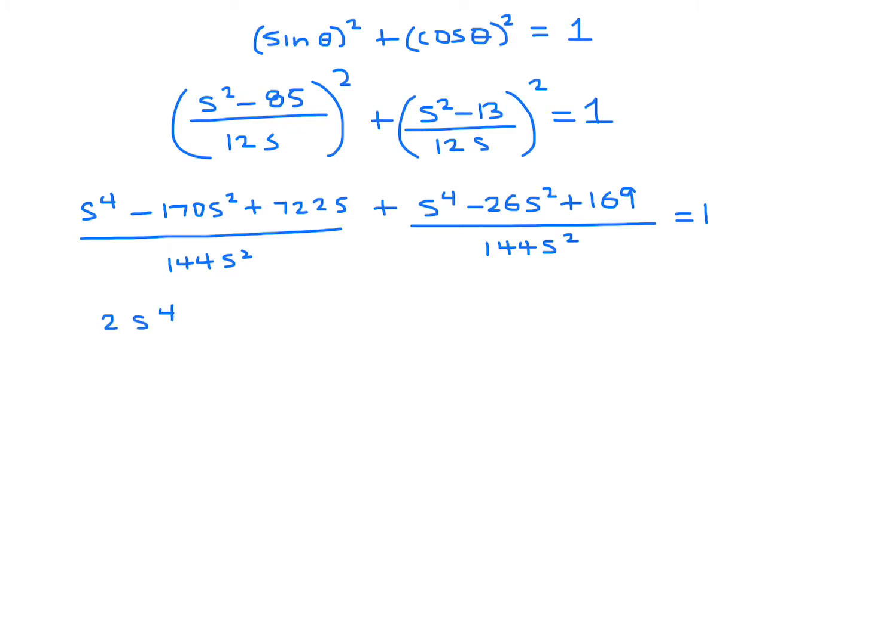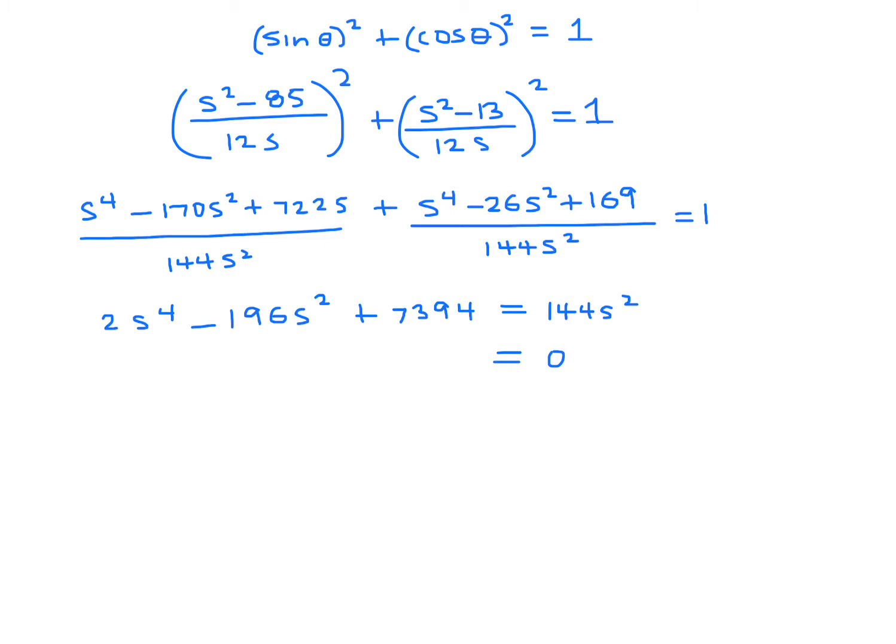2s to the power of 4 minus 196s to the power of 2 plus 7394. And we can put the denominator on the other side like this, 144s squared like that.